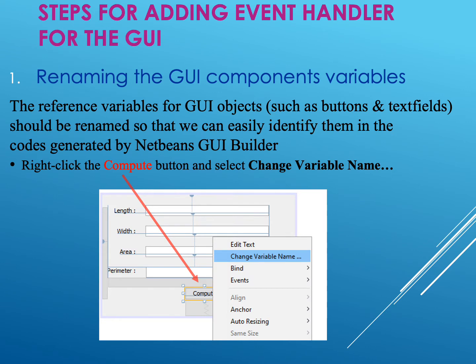Steps for adding event handler for the GUI. The reference variable for GUI objects, such as buttons and text fields, should be renamed so that we can easily identify them in the codes generated by NetBeans GUI Builder. So you can right-click the Compute button and select Change Variable Name.